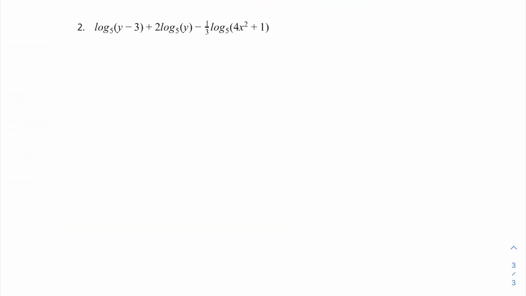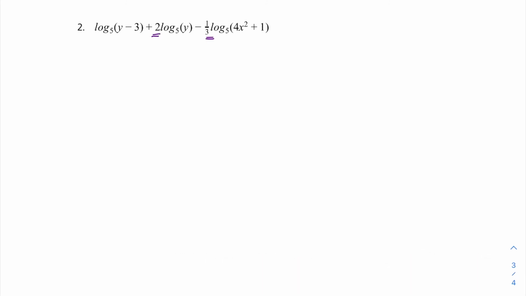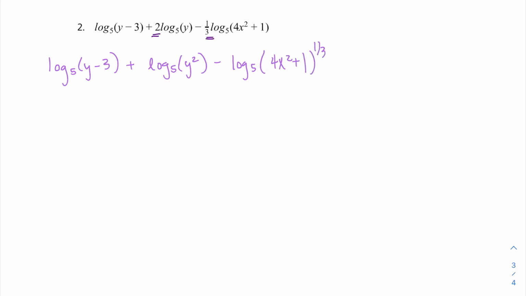This one, there is nothing special in the beginning that we have to worry about, right? There's not two things being subtracted. There's not any weird coefficients. We can just go through and do our order of properties. So the first thing we're going to do is bring up both of these coefficients. So when we do that, we'll end up with log base 5 of y minus 3 plus log base 5 of y squared, right? We're bringing up that coefficient as an exponent, minus log base 5 of 4x squared plus 1 to the 1/3. Okay, so that is the power rule done.